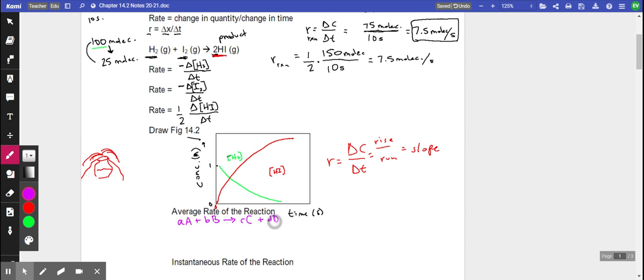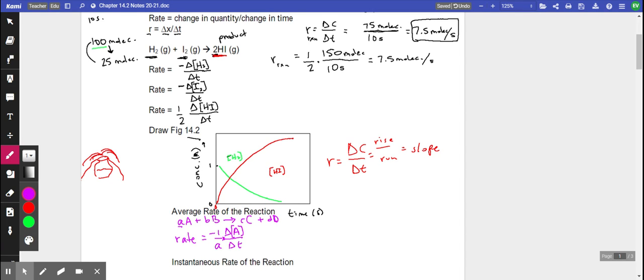Okay, so capital is whatever the compound is. So up here, A was hydrogen, B was iodine, and C was HI. There is no D because there's only one product here. Okay, but if we have this reaction going on, the rate, the average rate, can be written as negative, because we're going to look at A, change in A over change in time, concentration of A, keep doing that. And remember, we have to adjust it based on this coefficient. So it's 1 over the coefficient. Okay, we're multiplying these two things together.